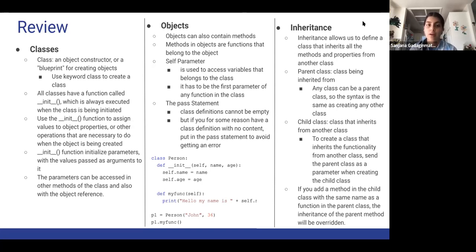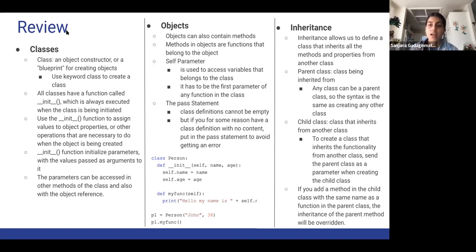Okay, and then we also went over objects. Objects can also contain methods. Methods in objects are functions that belong to the object. And we also have the self parameter that's used to access variables that belong to that specific class. It has to be the first parameter of any function of the class, and it can have any name. The pass statement, again, if you don't want to get an error, but you want to keep your class empty, then you use the pass statement. So if you have no content and you want to avoid getting an error.